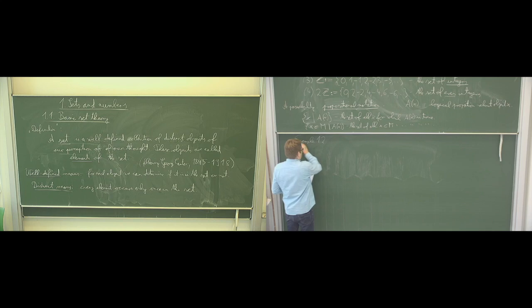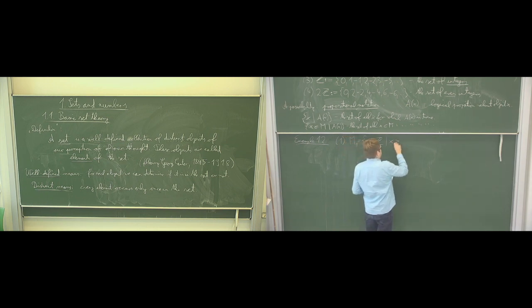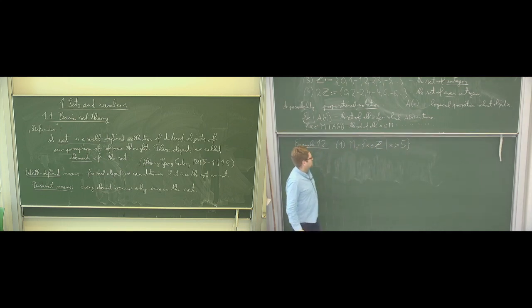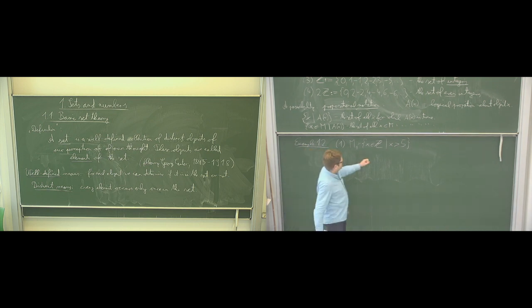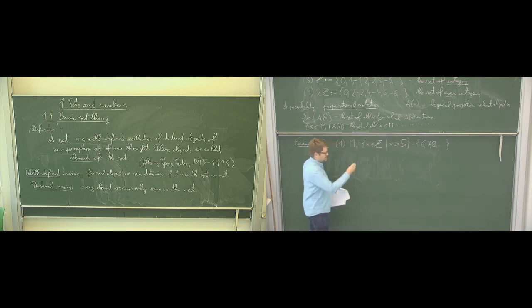So example 1.2. First of all, M1 is defined by taking all x from Z, so all integers, such that x is bigger than 5. Not a very fancy set, but anyway. Now the logical statement is that x is bigger than 5. And we need to find all those x for which this is true. If we use these dots again, this would be the set 6, 7, 8, and so on. So this is a clean way of writing this set without using these ugly dots.